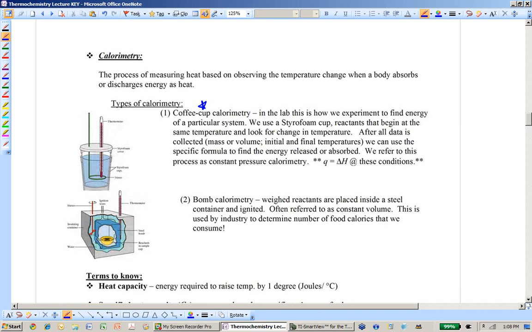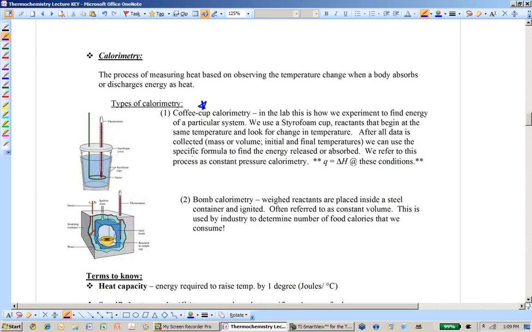We use that styrofoam cup and the reactants that begin at the same temperature. So hopefully your teacher would have made, or you would have made, the chemicals early enough that they got to sit for a few hours, or ideally overnight, so they're at the same temperature and have reached what we call thermal equilibrium with the room, so that you can assume they are room temperature. But you should still use a thermometer and measure to make sure.